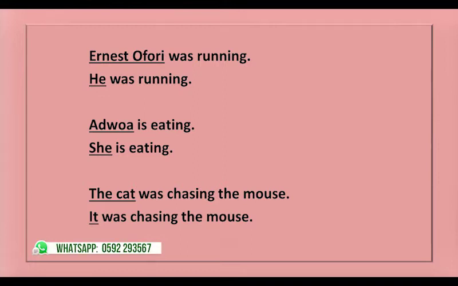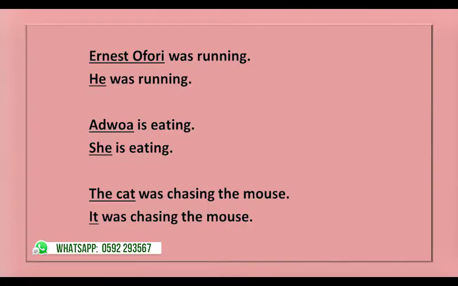But then, I want to use another word in place of Ernest Ofori. So what do you think it is going to be? It's going to be, he was running. So who was running? Ernest Ofori. So when we have words that are used in place of a noun, we can say that they are termed as pronouns. Good.